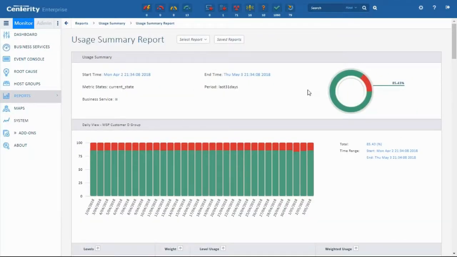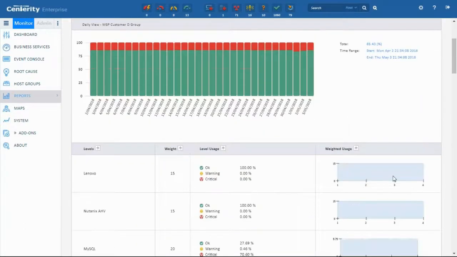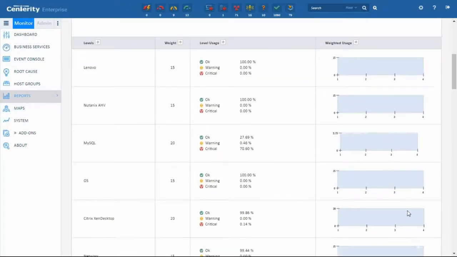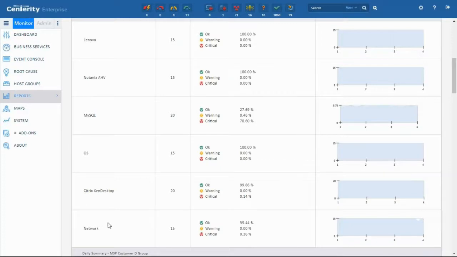So over the past 31 days, this customer has been trending at 85% availability, actually 85.43% availability. Now you can see that broken up into the individual days. And then this is probably more important, being able to see it broken up into the individual technology layers. So you can see that, yes, there's a blip in the network right about here, but that you've got consistent issues in the MySQL database over this whole period.